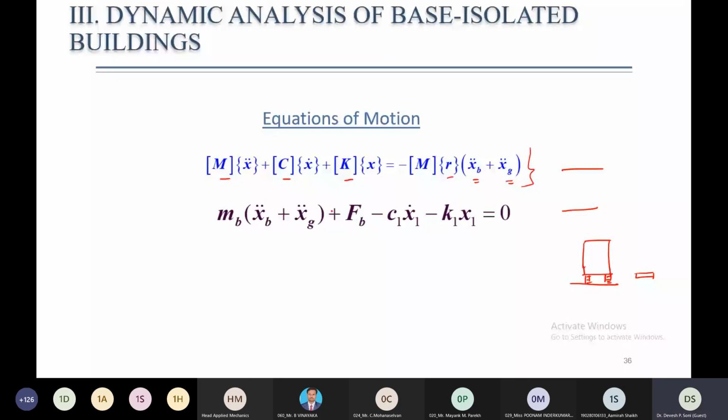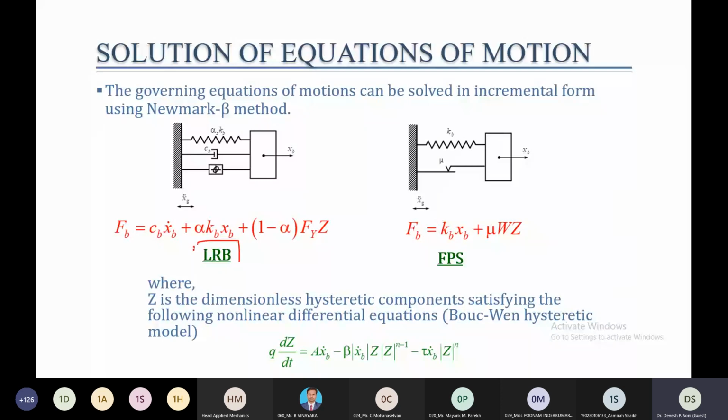Now here FB is nothing but the nonlinear bearing force or isolator force that is to be calculated by using the force deformation behavior of the corresponding isolation system. So here two types of isolation system, along with their force deformation behavior and mathematical model, are presented. One is the lead rubber bearing or NZ system and the other is the friction pendulum system. The force deformation behavior of the NZ type system is this. CB is damping, KB is the stiffness, alpha is the post to pre yield stiffness ratio, FY is the yield force, and Z is the hysteretic component.